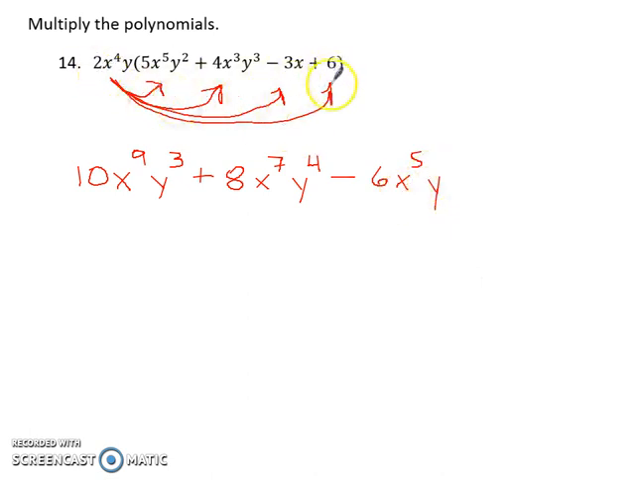Now we have to multiply the last term, so we have a 2 times a 6, which is 12. And we still have the x to the fourth y multiplied. They don't have any other bases to multiply, but we'll still tack them on in the end there. Look at our next problem.